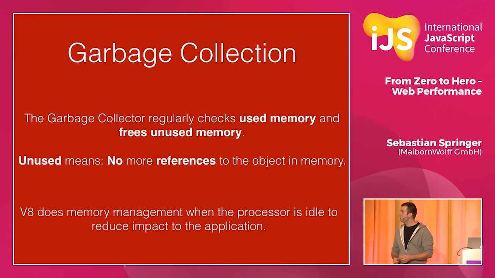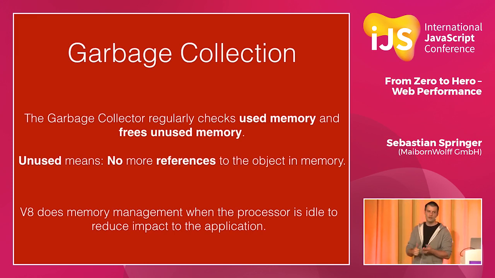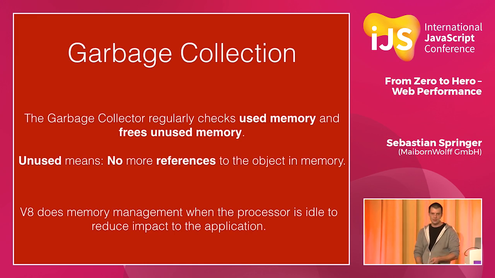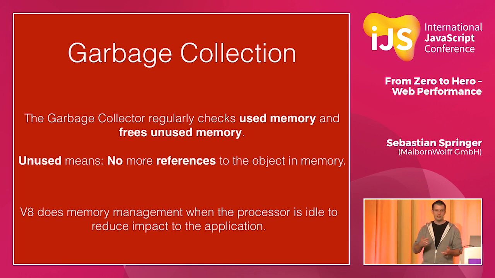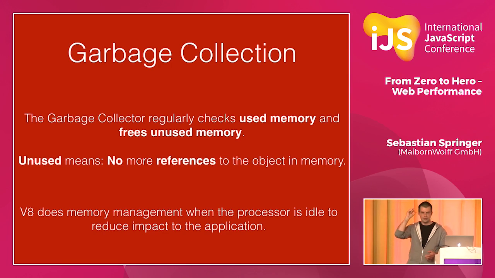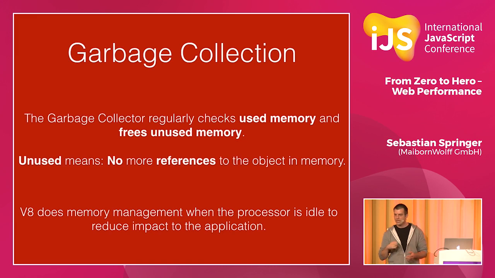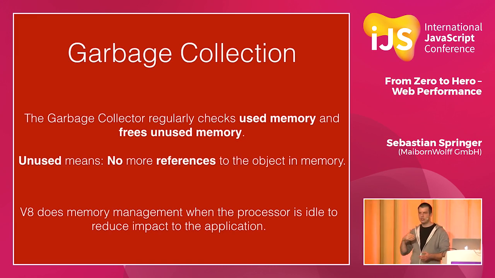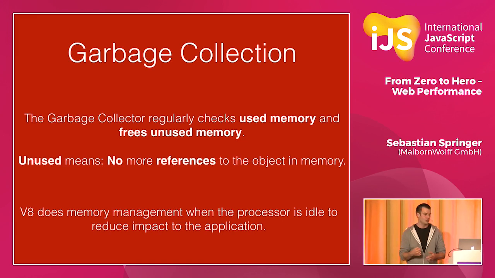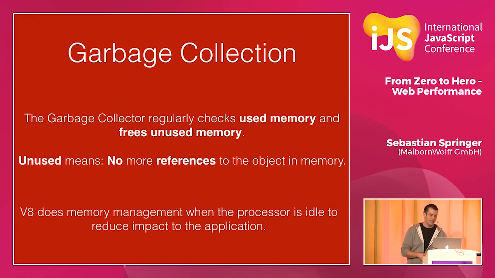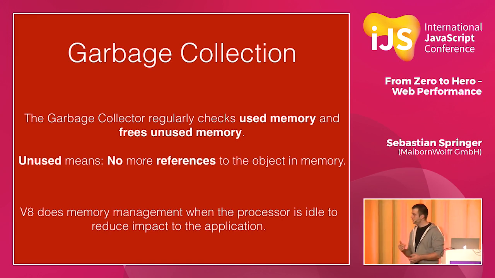So how can you delete variables? With the delete operator, or by leaving your current scope. Yeah, and that's basically it. So if you're in a function and introduce a variable with var or let or const, and then leave the function, the memory is freed by your garbage collector. And that's pretty good.